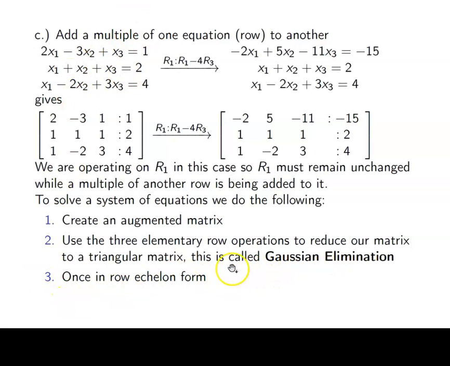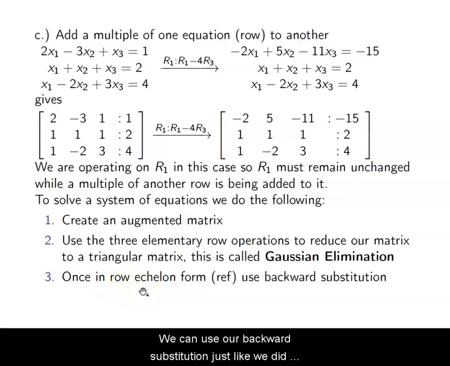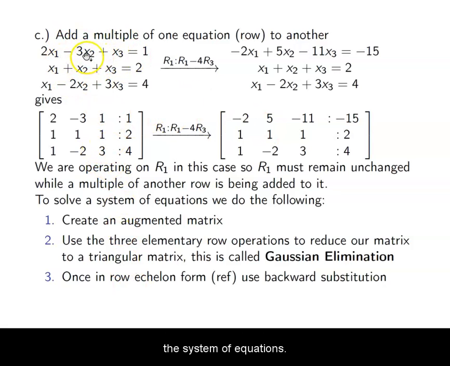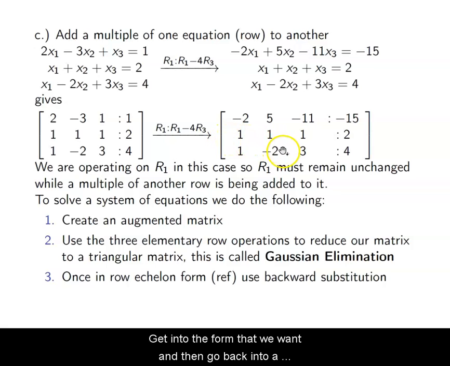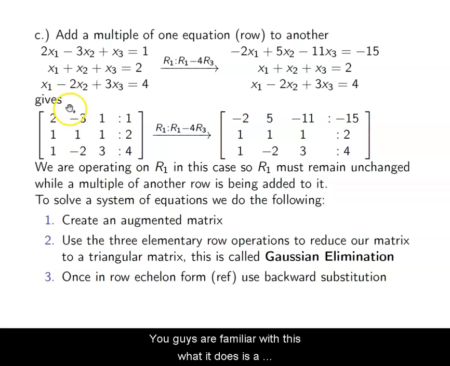Once we are in what is called our row echelon form, then we can use our backward substitution just like we did before. Okay, so we're going to be going kind of back and forth. We're going to start with a system of equations, put it into an augmented matrix, do what we need to do, right? Get into the form that we want, and then go back into a system of equations and use our backward substitution, right? So you guys are familiar with this.